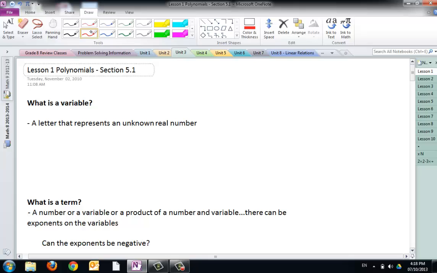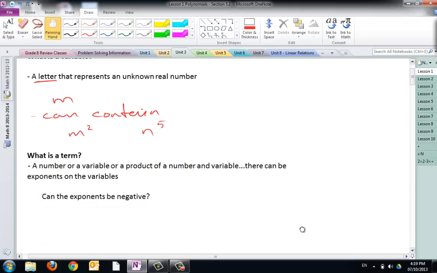Okay, so we should by now know what a variable is. In the case of polynomials, a variable is a letter that represents an unknown real number. So that could be something like m. We should also remember that it can contain exponents. We'll see that lots, obviously. So it could be something like m squared or something like n to the fifth. All of those things will be familiar to you by the end of this unit.